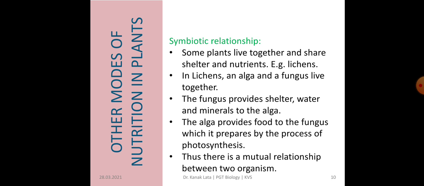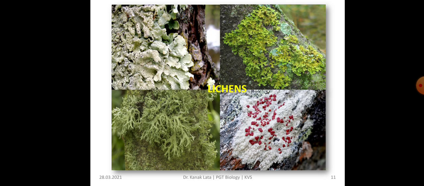So here the fungus provides shelter, water and minerals to the alga, and the alga provides food to the fungus, which is prepared by the process of photosynthesis, because algae have chlorophyll, so they can prepare food. But fungus does not have chlorophyll, so it does not prepare its own food. So they live symbiotically and get mutual benefit from each other. In lichen, alga and fungus live together and are mutually benefited. Here it is the lichen.